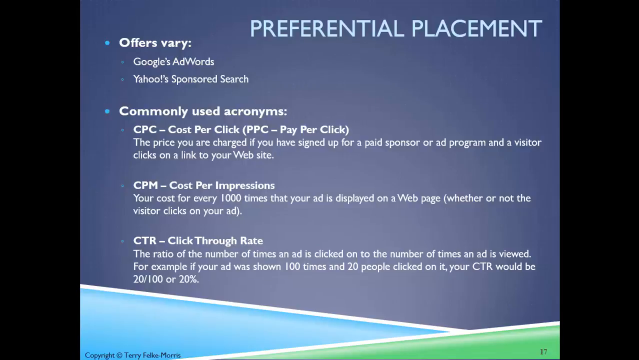Preferential placement. They talk about a couple things here like cost per click. It's the price you are charged if you have signed up for a paid sponsor or ad and a visitor clicks on a link to your website. CPM, cost per impressions. It's the cost for every 1,000 times your ad is displayed on a web page. CTR, which is the click-through rate, is the ratio. It's the number of times an ad is clicked on to the number of times an ad is viewed. So this is just different ways that you can try to earn money from your site.